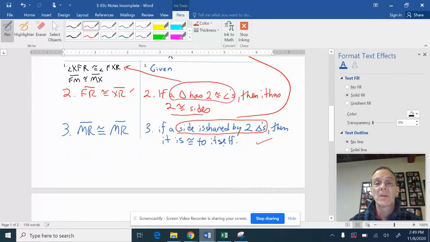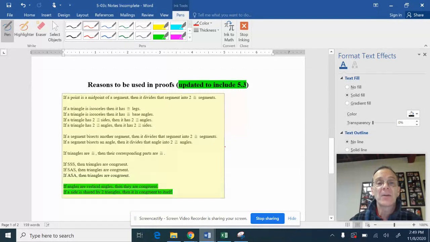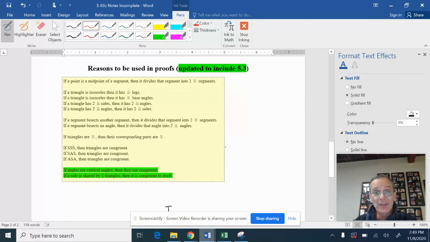Okay. At any rate, here now is the updated list of reasons, a new yellow box, updated to include 5.3. That's this lesson here. And there aren't going to be any more reasons that we are going to add to this list. We've got two more lessons. No, we've got one more lesson coming. We've got a 5.4 lesson coming.